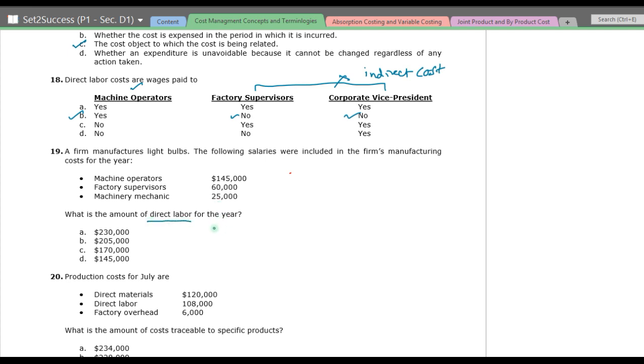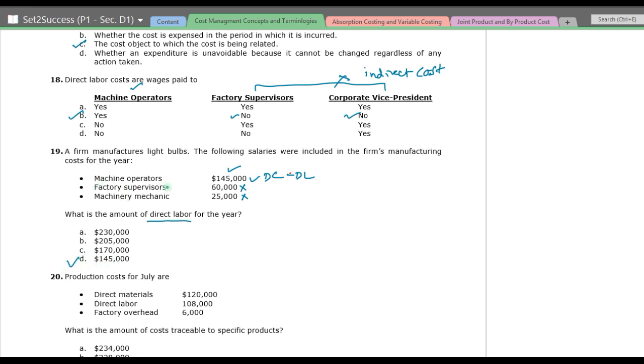So direct labor is the direct cost. Machine operator is a direct cost, which is direct labor. Machinery supervisor and machinery mechanic are not direct costs, they are indirect costs, because they are not identifiable with the specific product. But machine operator's salary is identifiable with the specific product, so that is called direct cost, and it will be considered as direct labor, which is 145,000 as direct cost.